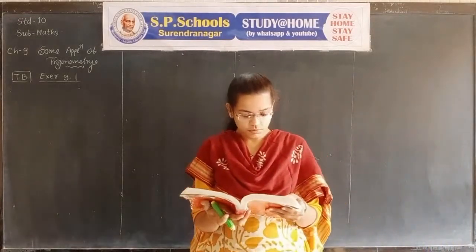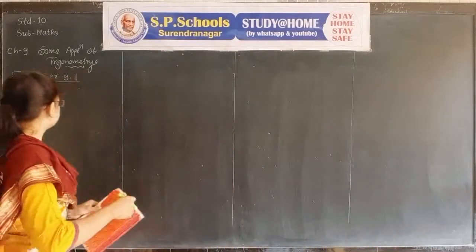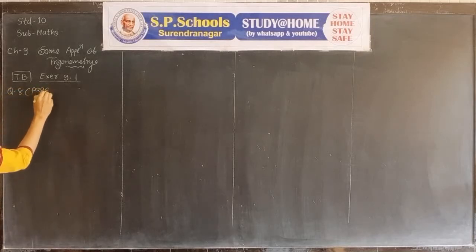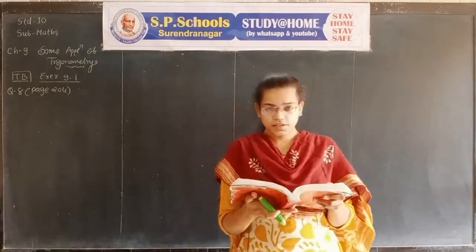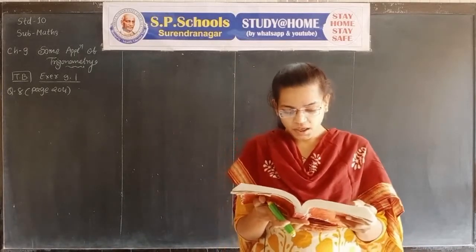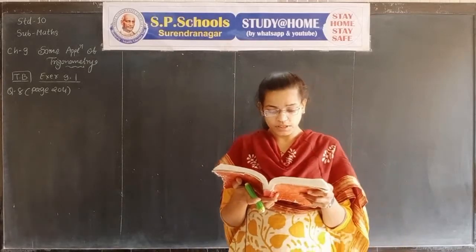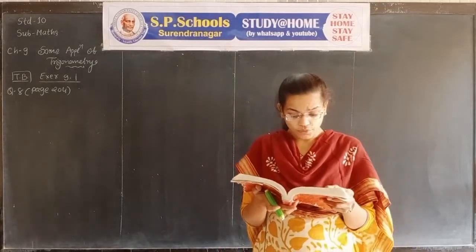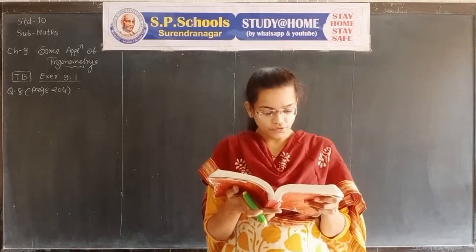Let's see the next, 8th number. See the question on page number 204. Eighth number: a statue 1.6 meter tall stands on the top of a pedestal. From a point on the ground, the angle of elevation of the top of the statue is 60 degrees, and from the same point the angle of elevation of the top of the pedestal is 45 degrees. Find the height of the pedestal.